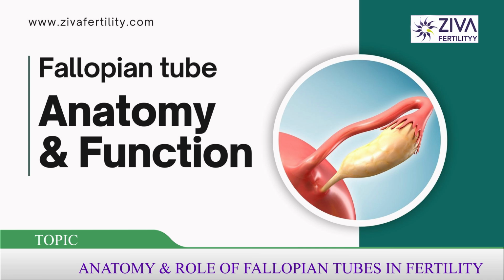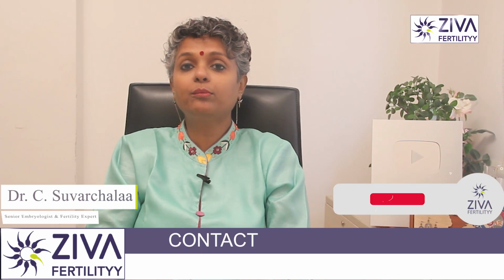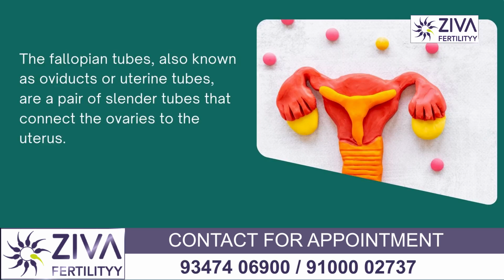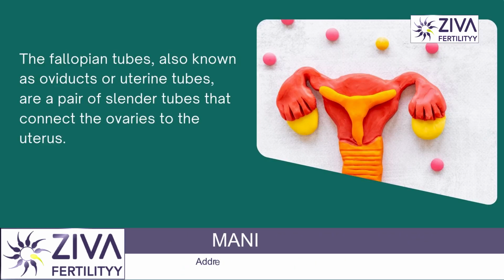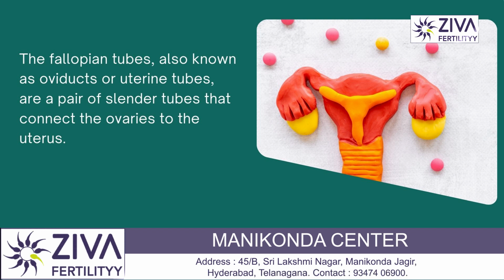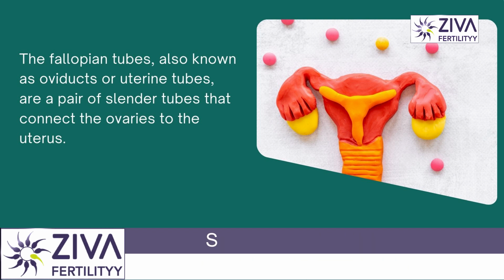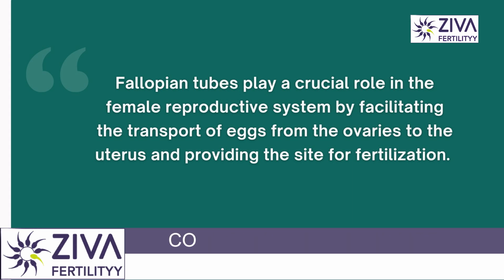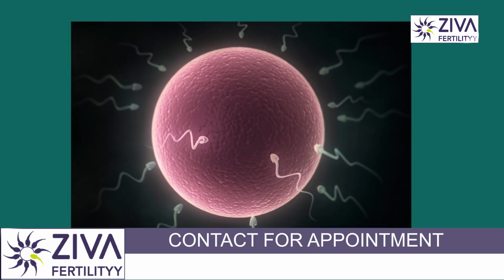Today we'll understand the anatomy and mechanism of fallopian tubes in detail. This is very important to understand the function of a very important part of the female reproductive system. The fallopian tubes, also known as oviducts or uterine tubes, are a pair of slender tubes that connect the ovaries to the uterus. They play a very crucial role in the female reproductive system by facilitating the transport of eggs from the ovaries to the uterus and providing the site for fertilization.